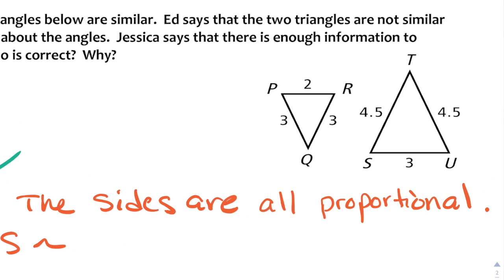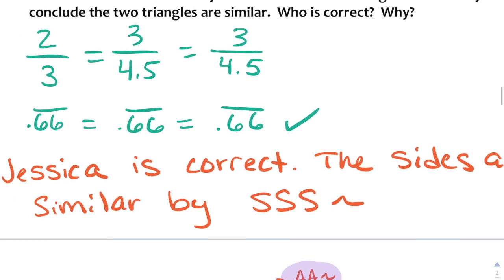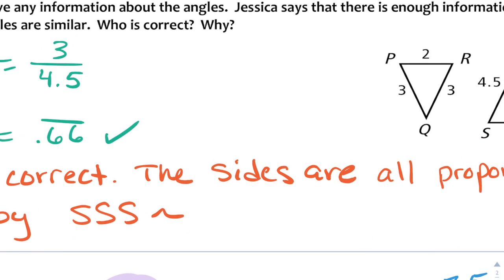Well, you don't need angles. You can use your three sides. So 2 is to 3, as 3 is to 4.5, as 3 is to 4.5. Right? Well, we know 3 and 4.5 are going to work out fine, so that's easy. But does a 2 and 3 match up? Well, 2 and 3, 3 and 4.5, and 3 and 4.5 are all 0.66 repeated. They're all 2/3. So Jessica is correct. The sides are similar by side, side, side.